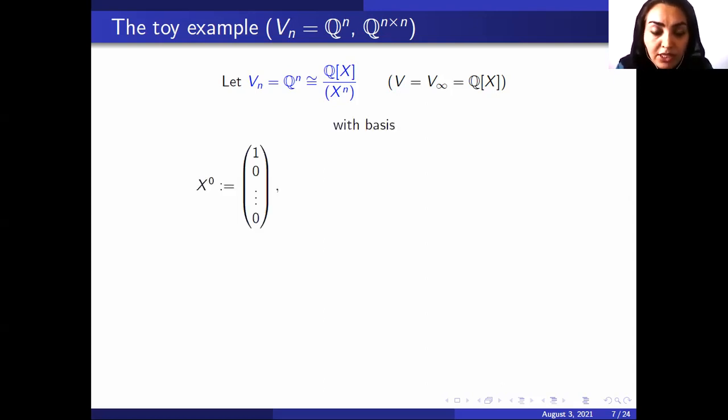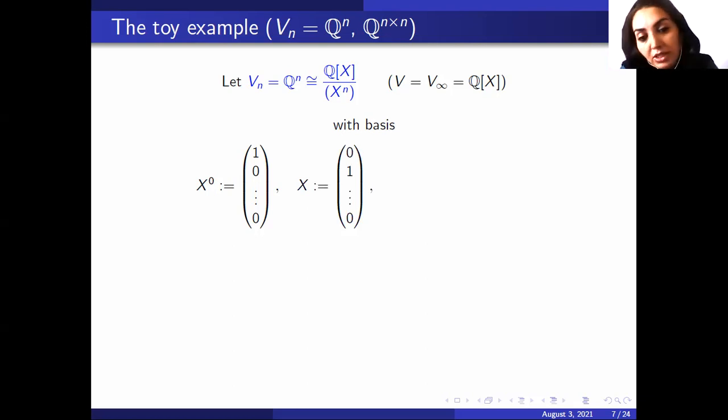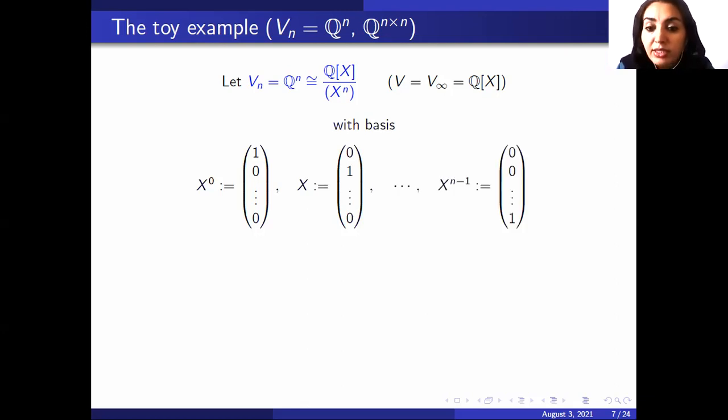You know very well that it has a natural basis, which is x0, which is a column matrix having 1 in the first entry, and all the others are 0. Then x1, which has 1 in the second row, and the other entries are 0, etc. And x_{n-1} has 1 in the last entry, and all the others are 0.